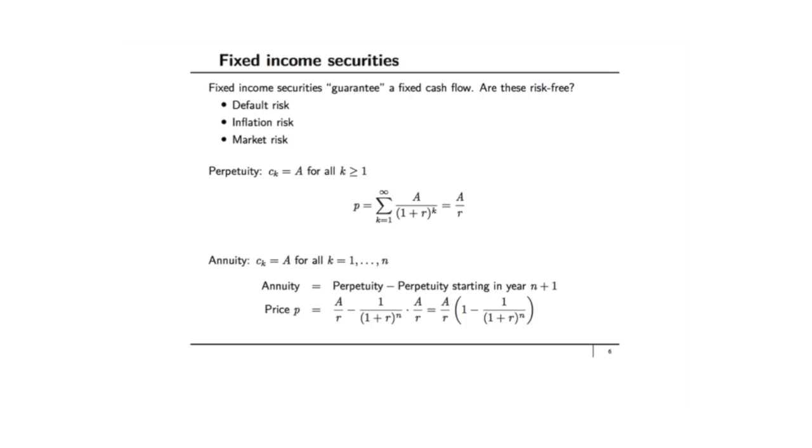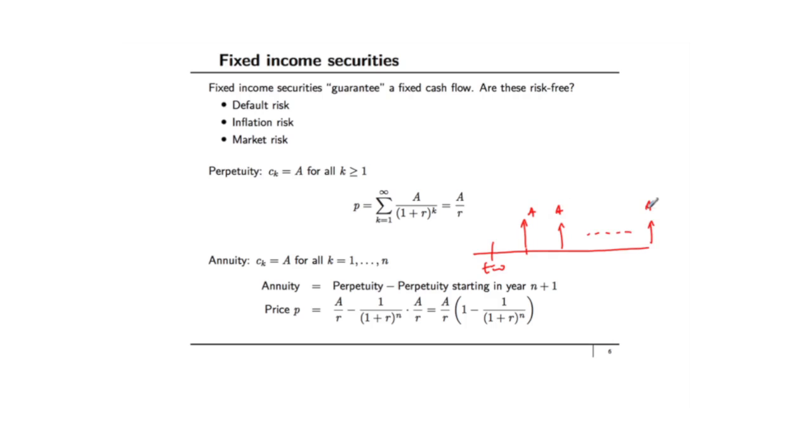Annuity is a fixed income instrument that pays an amount A for periods k equals 1 through n. You can write this as a difference between two perpetuities. One perpetuity that starts right now, so here's t equal to 0. You have a perpetuity that pays an amount A at all these times in the future.